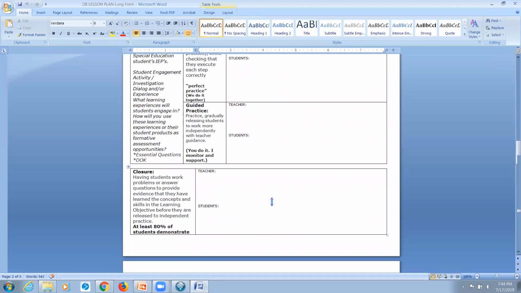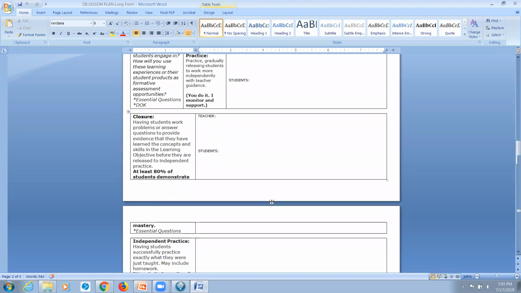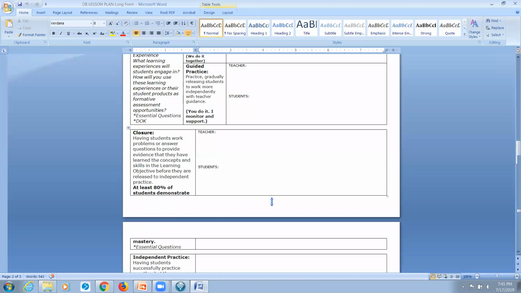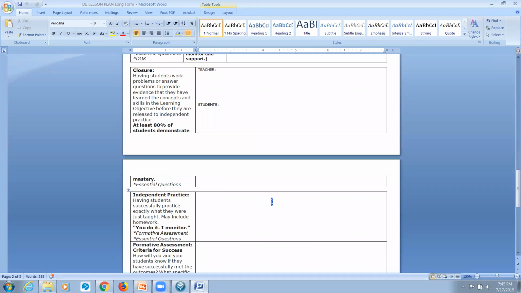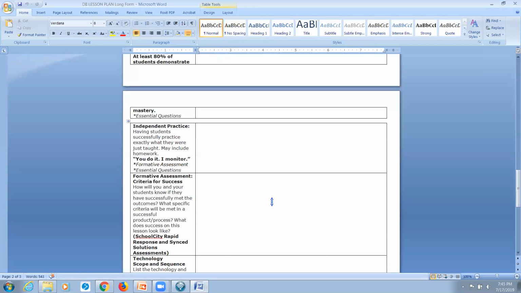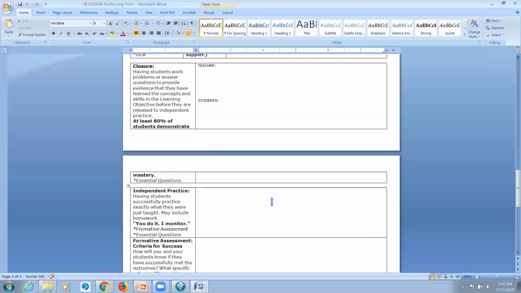Now we get into closure. Wait, we're not even into independent practice yet. This is where you close it up. Have students work problems or answer questions to provide evidence that they've learned it, right? So at least to me, it was always 85%, but 80% of the students demonstrate mastery. What does closure look like? This could be a ticket out the door. This would be your independent practice too, right here, and your assessment. This could be all 3 of these sections kind of go together.